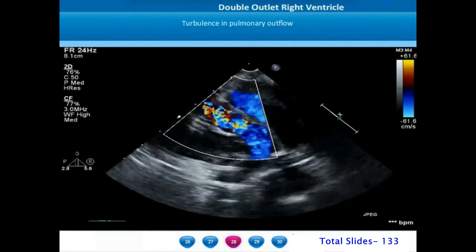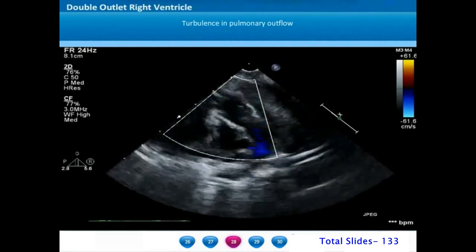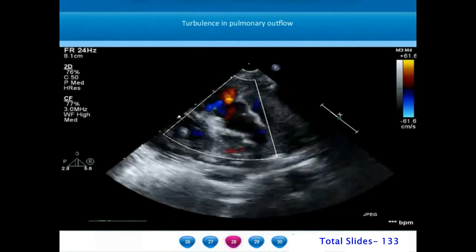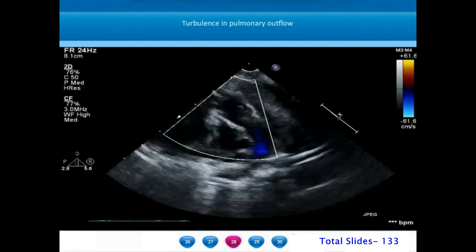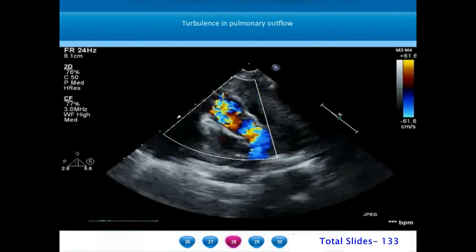We can also notice that there is a small coronary artery that is crossing the pulmonary annular region, which is shown as a flashing small red parallel track immediately anterior to the pulmonary outflow tract.